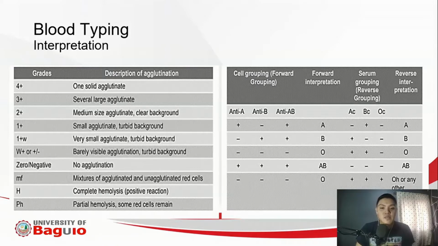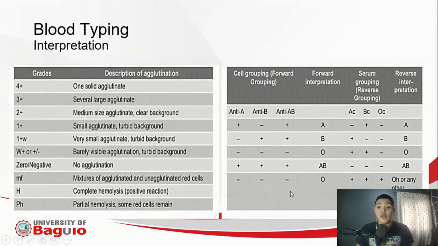If we see small agglutinates with a turbid background, we will grade it as 1 plus. If we see very small agglutinates and a turbid background, we will grade it as 1 plus W. And if we see barely visible agglutination with a turbid background, we will grade it as W plus. And if we see no agglutination, we will grade it as 0 or negative. If we see mixtures of agglutinated and unagglutinated red cells, we will grade it as MF. And if we see complete hemolysis, we will grade it as H. And lastly, if we see partial hemolysis with some red cells remaining, we will grade it as pH.